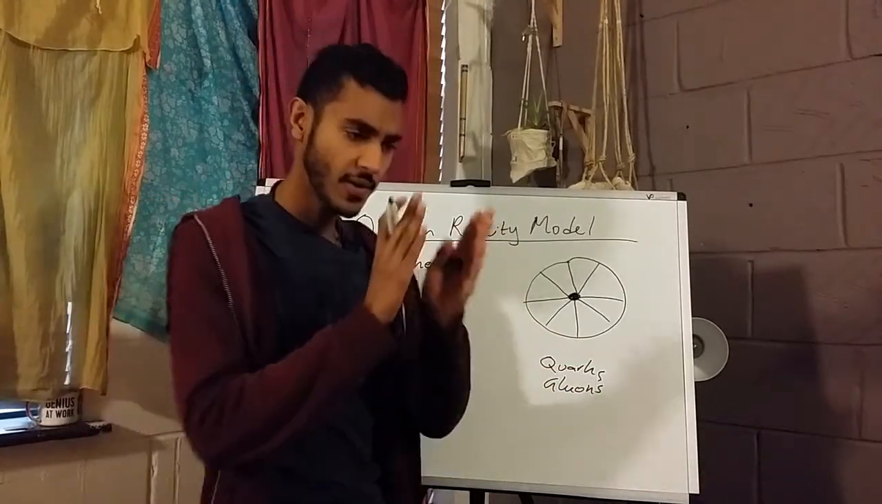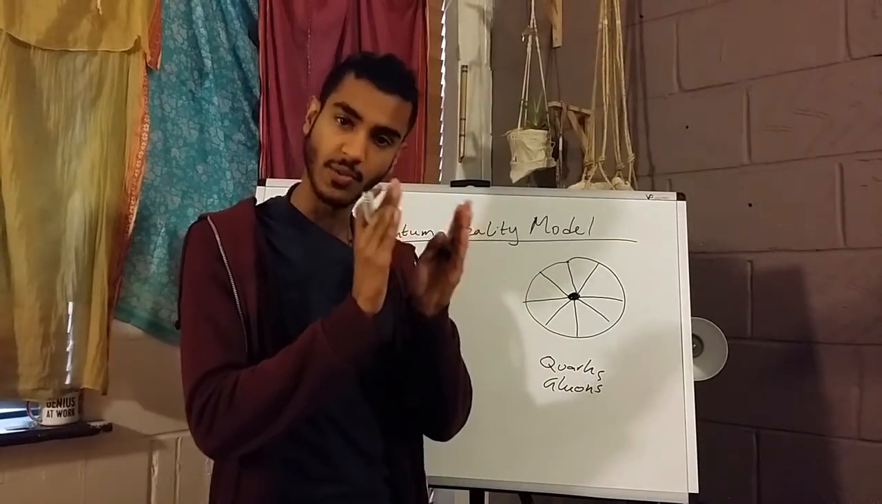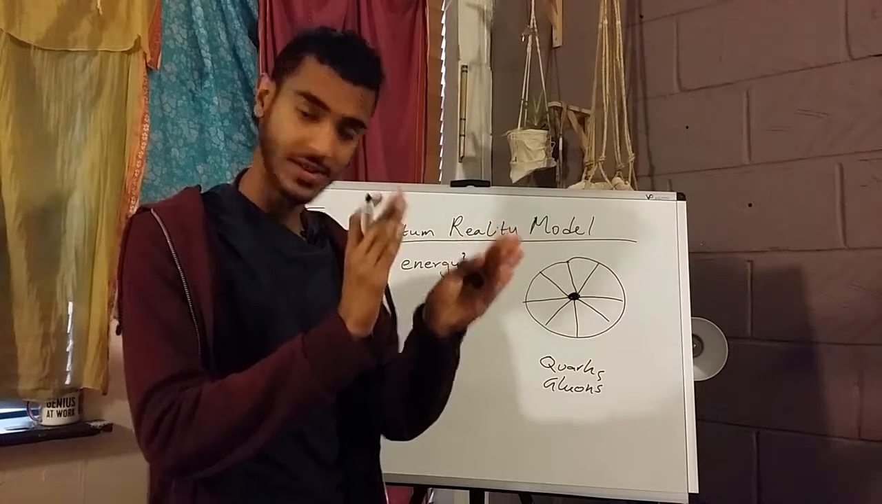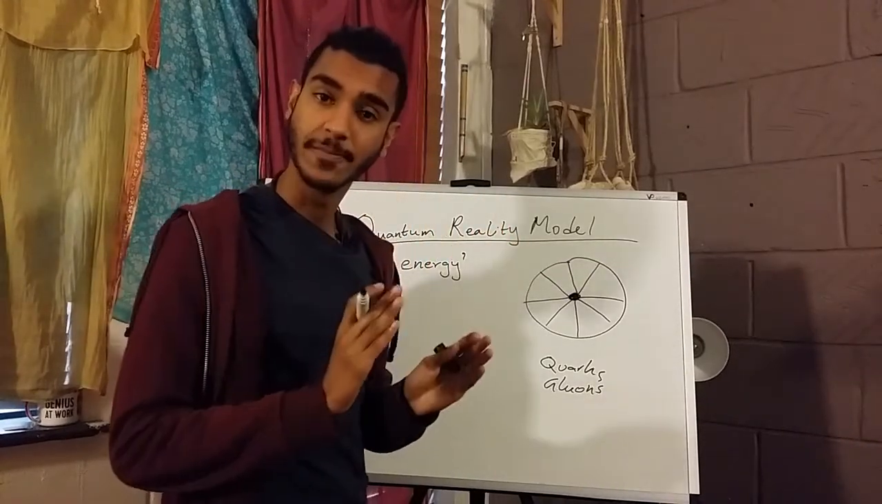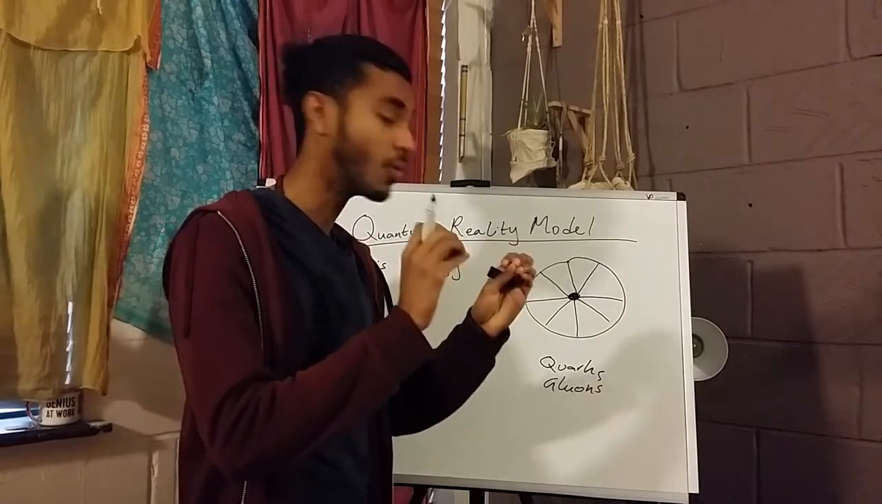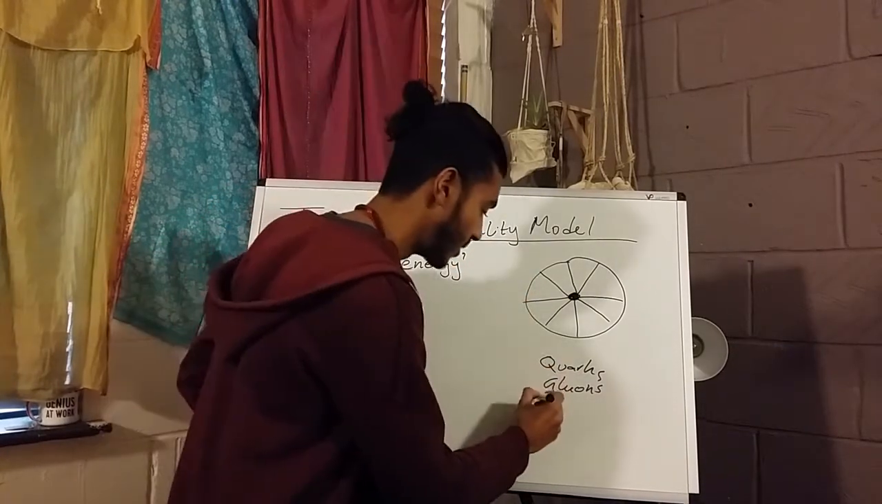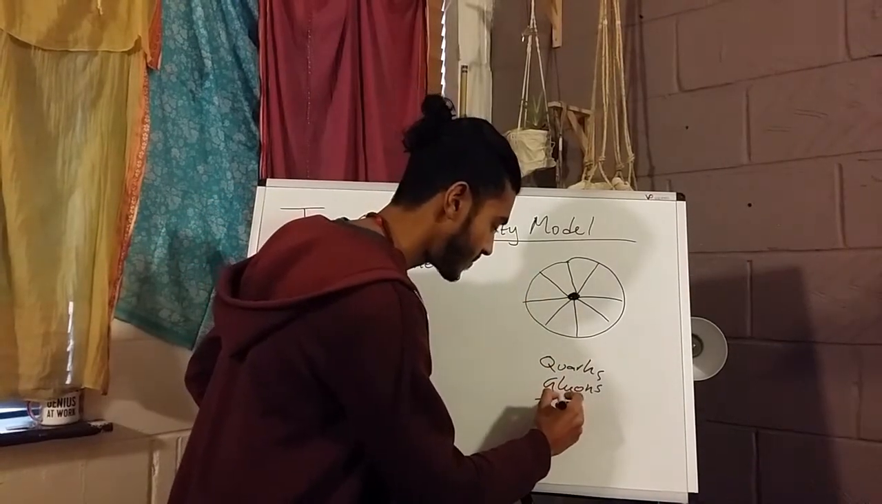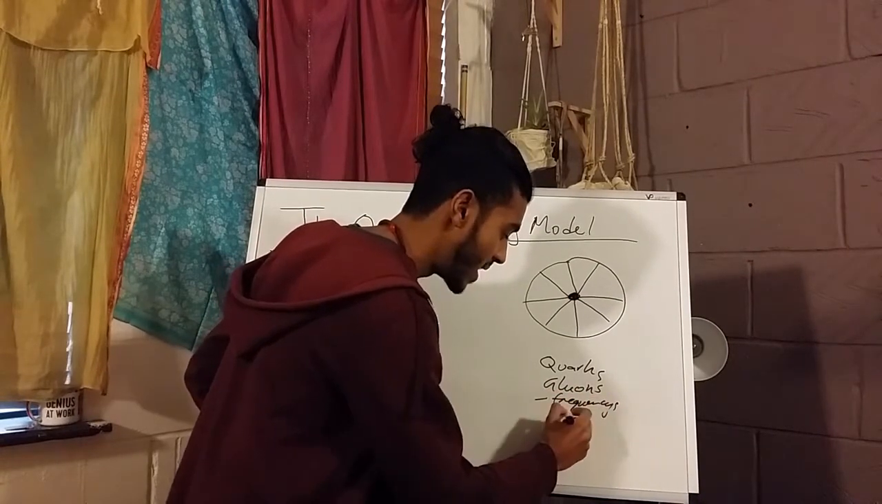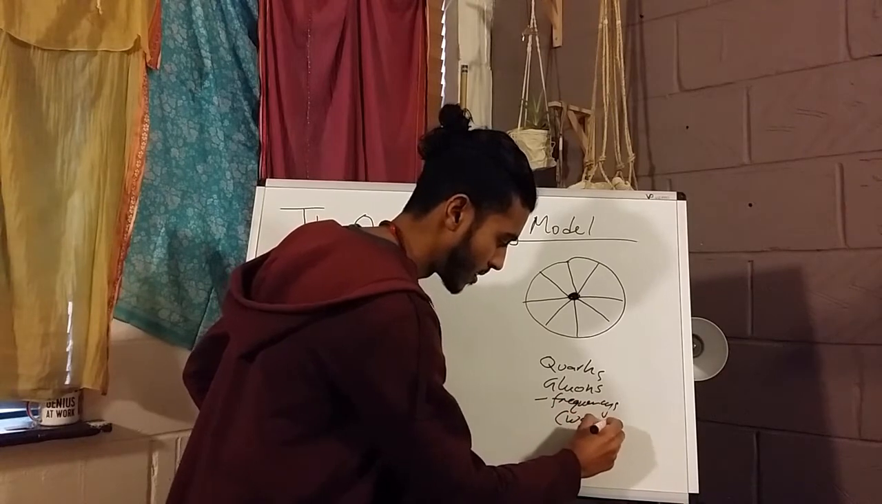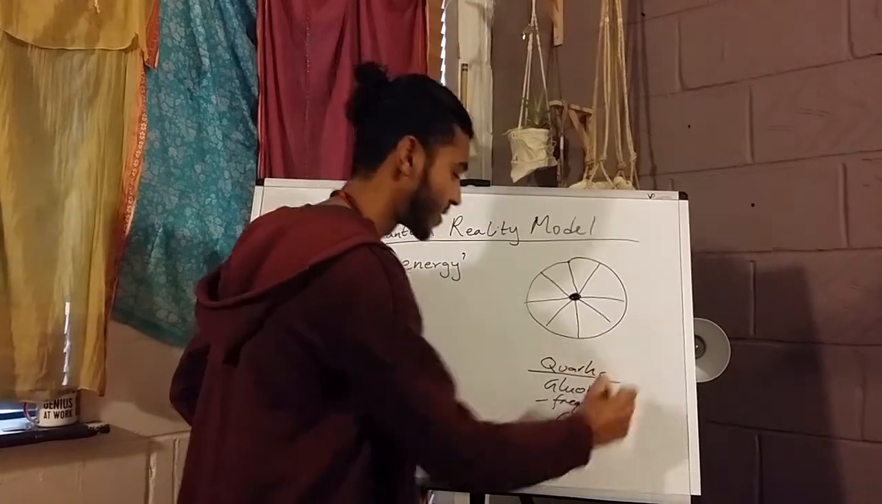So gluons are also just a wavelength. There's a space. So it's not exactly empty. There is a frequency in between two quarks. So essentially gluons are frequencies or waves that hold quarks together.